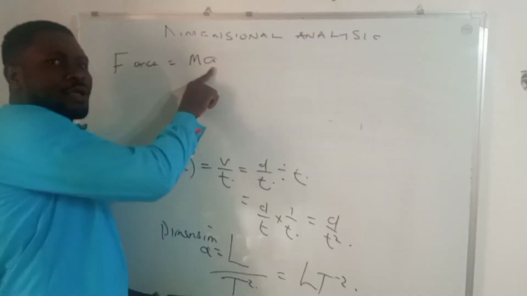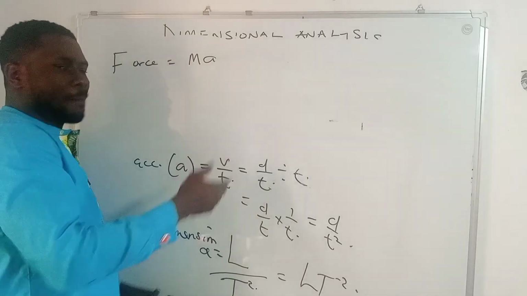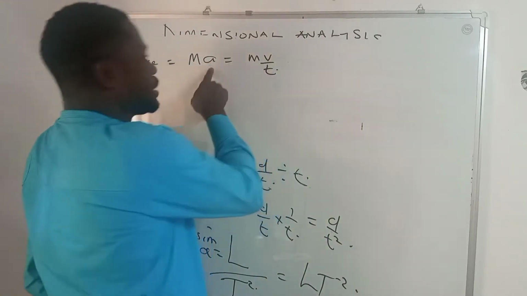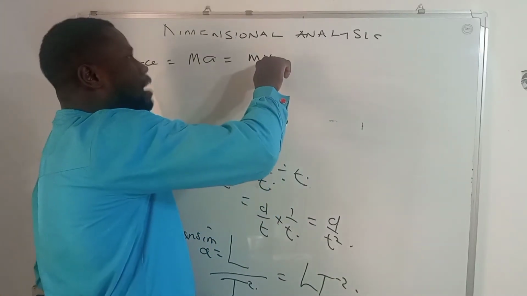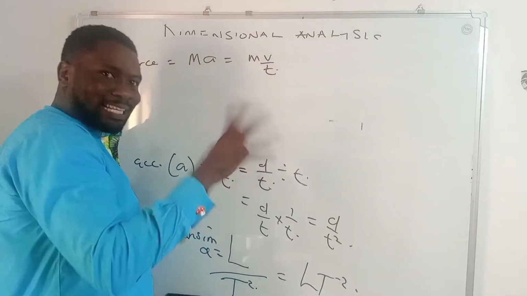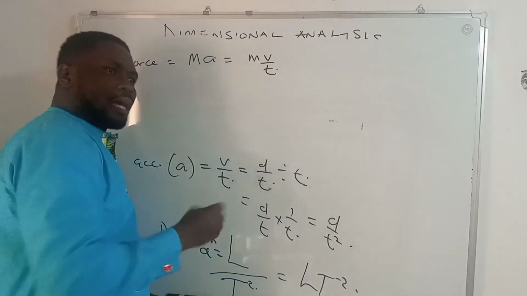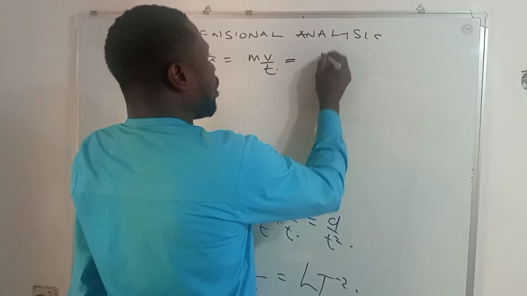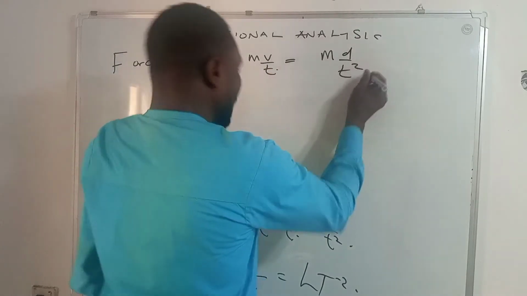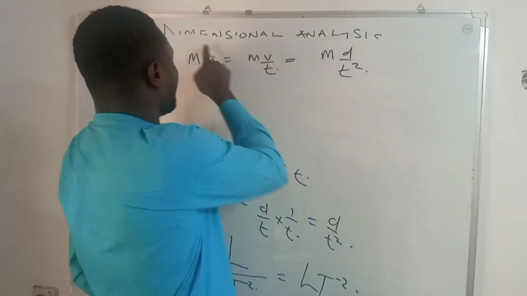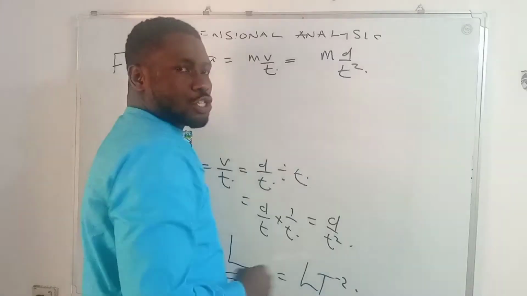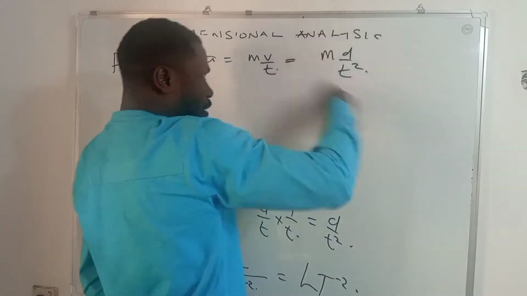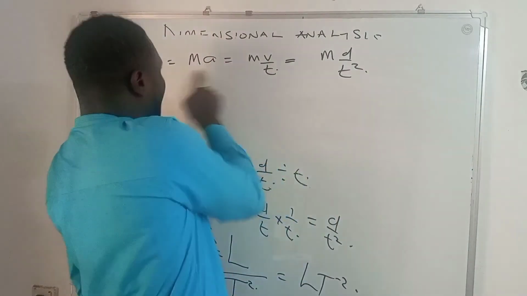We have to replace a with its own formula, and so this will be equal to mv all over t, where v all over t represents a. But again, we have introduced v, where v is not among mass, length and time, because I told you everything must be among mass, length and time. And so we will further simplify this. This will now be m d all over t squared. We have explained earlier that acceleration can also be expressed as d all over t squared. Now, with this, you see that everything that makes up force, this is the formula of force.